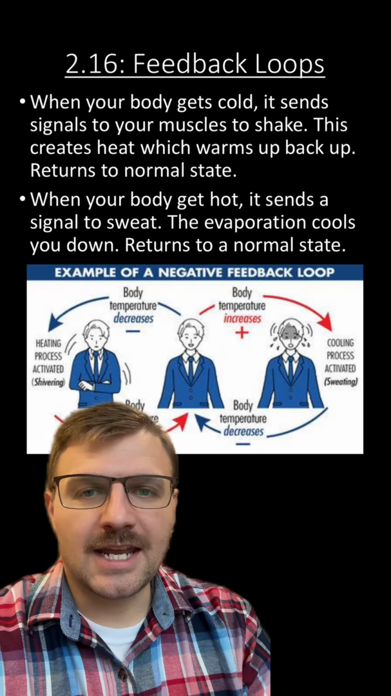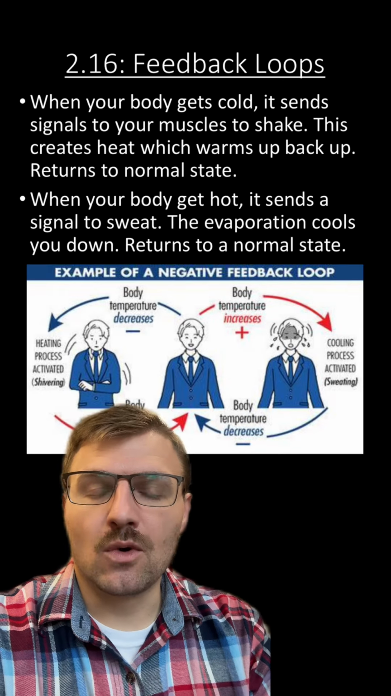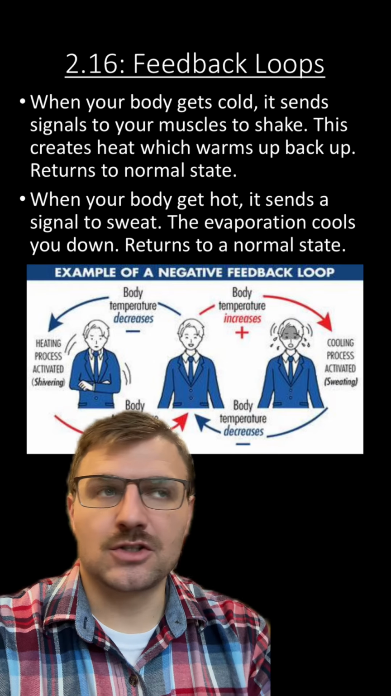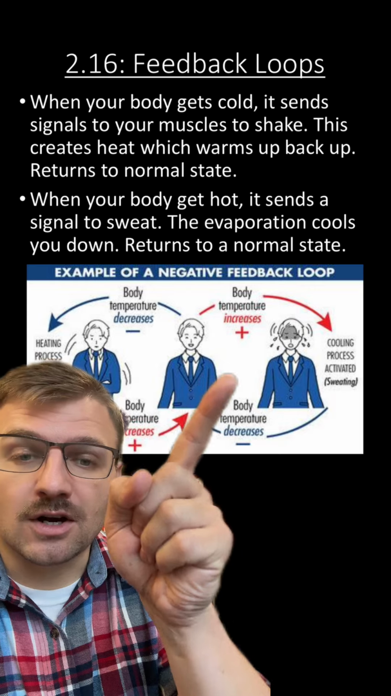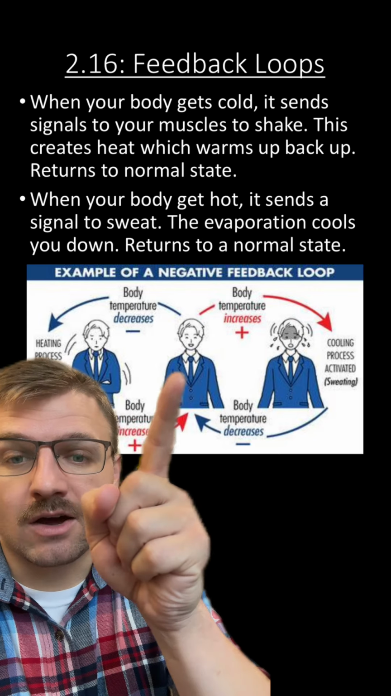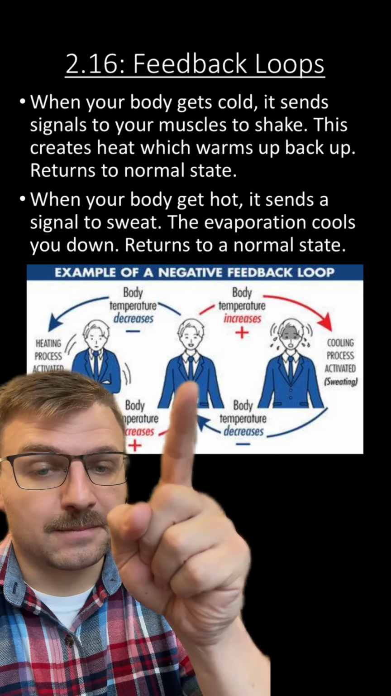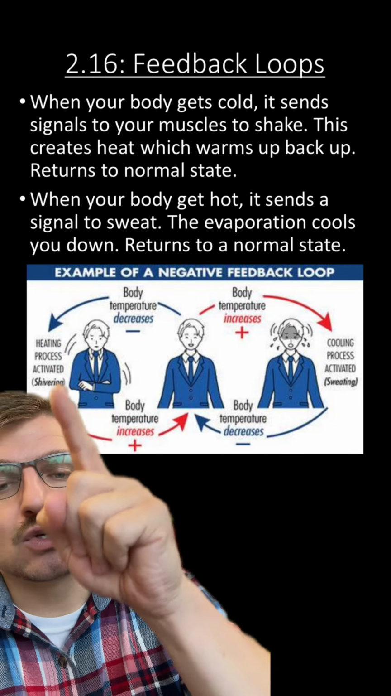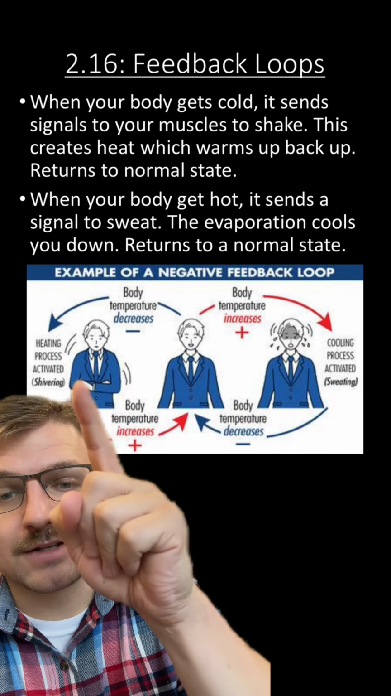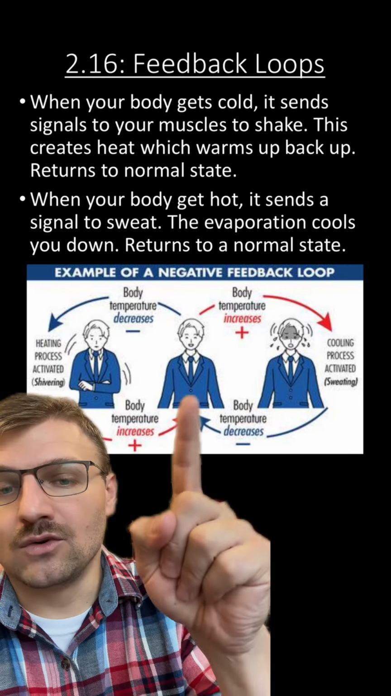An example of a negative feedback loop is how you warm yourself up and cool yourself down when you're too hot or too cold. When you're too hot, you need to cool down, so you start to sweat, and that sweat cools you down, so you get back to that normal temperature. When you're too cold, you're decreasing in temperature, so you start to shiver to warm yourself back up by moving your muscles. Then that will warm you up to that normal temperature.